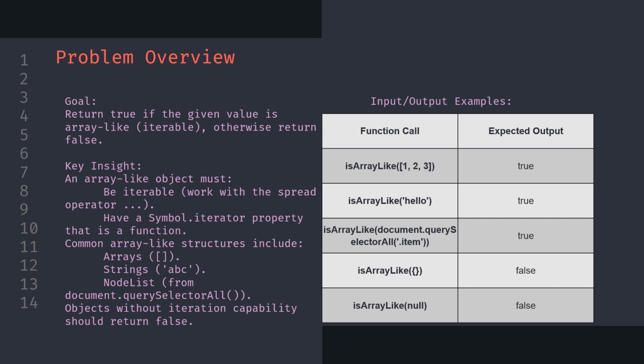Array-like objects include arrays, strings, and special collections like node lists, which can be looped over but aren't necessarily real arrays. Using the spread operator is a great way to test if a value behaves like an array.